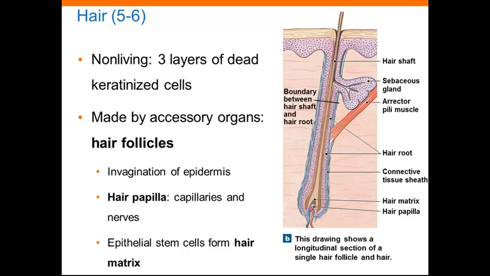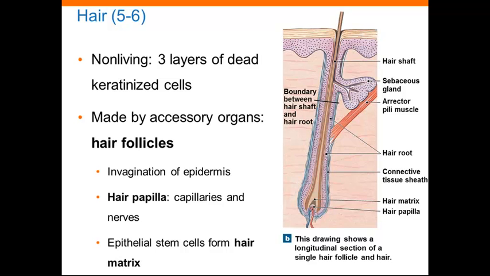We'll turn our discussion to the accessory organs now, starting with the hair. Hairs are non-living structures produced in little organs called hair follicles, which are epidermal invaginations into the dermis. Epithelium at the base of the follicle caps over the hair papillae, connective tissue that connects the capillaries and the nerves. Epithelial stem cells divide to form hair matrix surrounding the papilla.